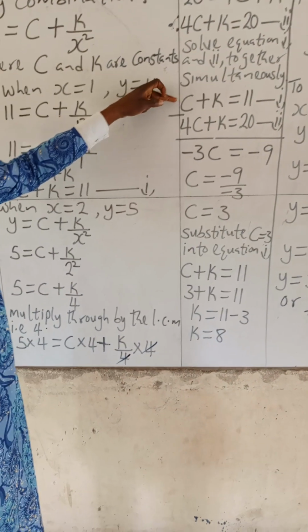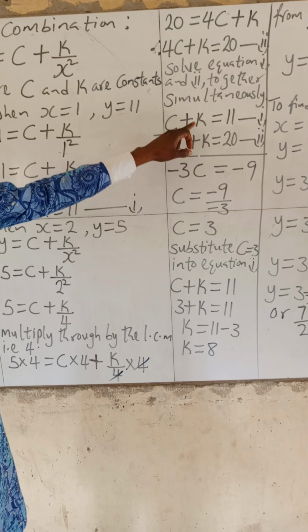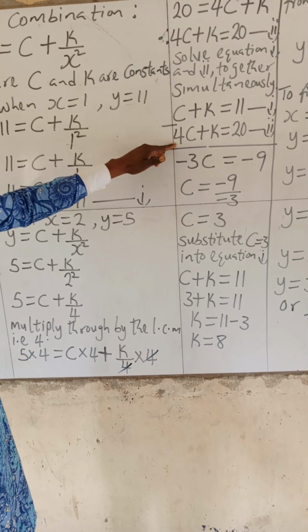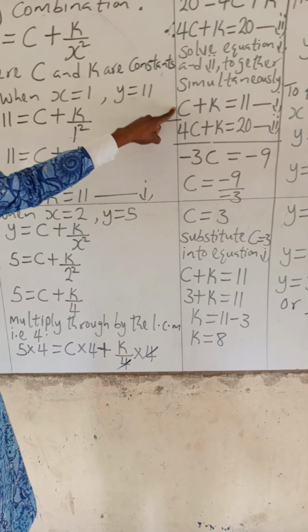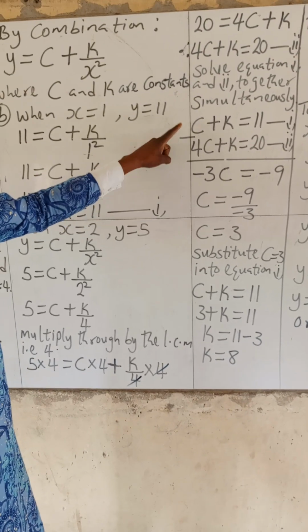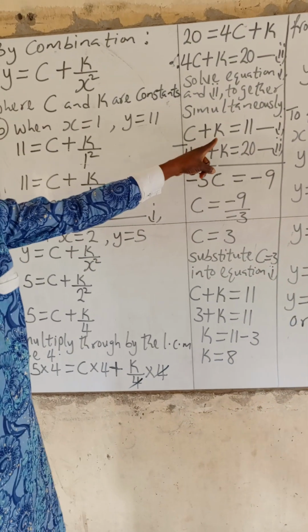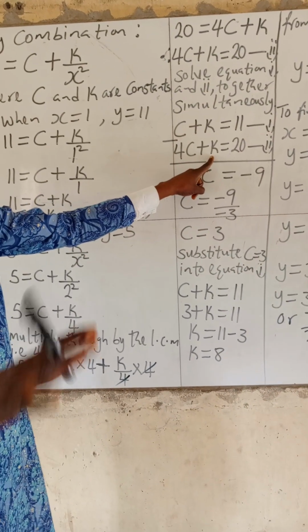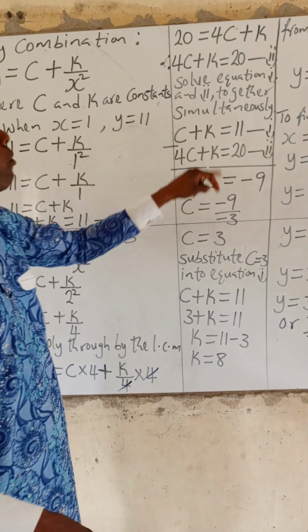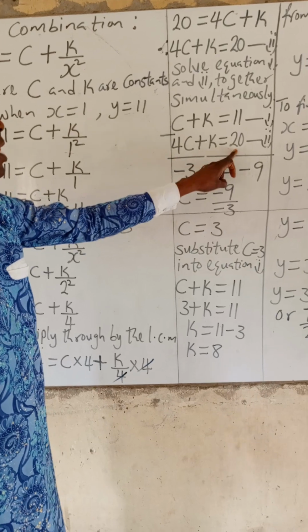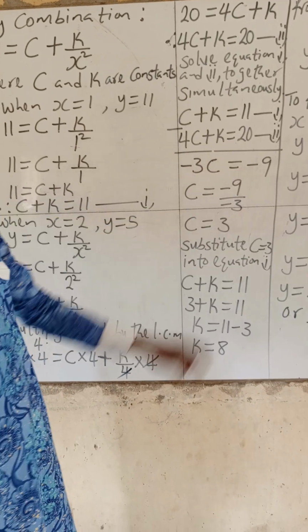So we have the only way that they can cancel each other is by subtraction. So we have C minus 4C. So this means 1C minus 4C. 1C minus 4C will give us minus 3C. Then K minus K gives us 0, cancels out, equals 11 minus 20. 11 minus 20 is minus 9.